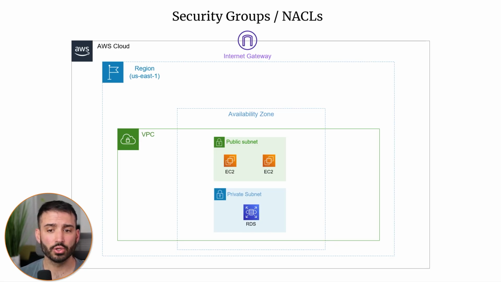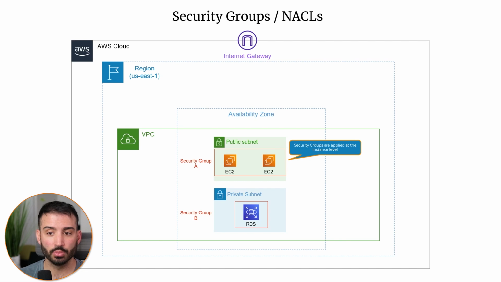Security groups are like containers that you can assign pieces of infrastructure to. So you can have security group A for these two instances, and security group B, which is for your RDS instance here. One thing to remember is that security groups are applied at the instance level. So when you're creating an instance, you need to select a security group that it's going to belong to, and then the firewall rules will be applied to that instance as well.